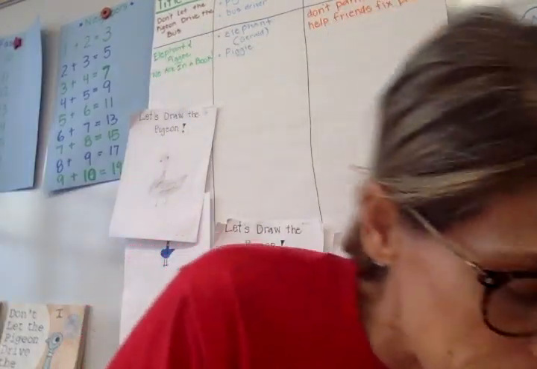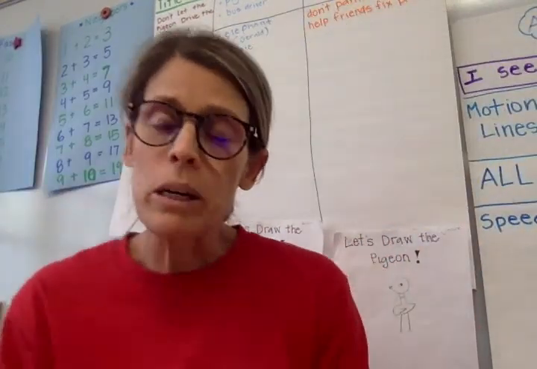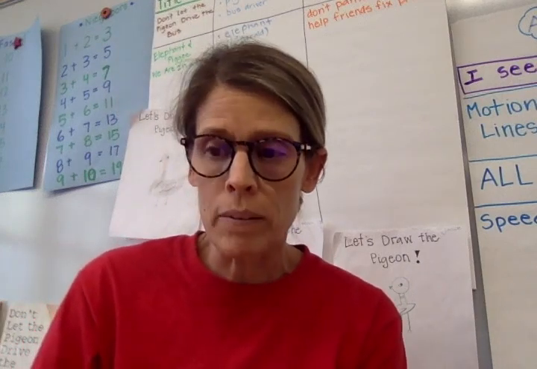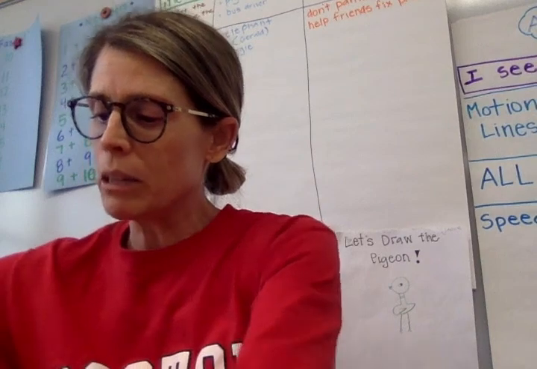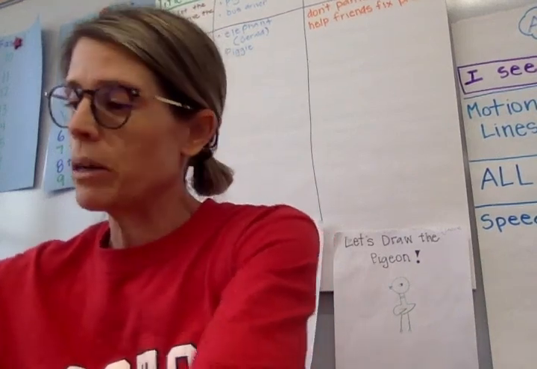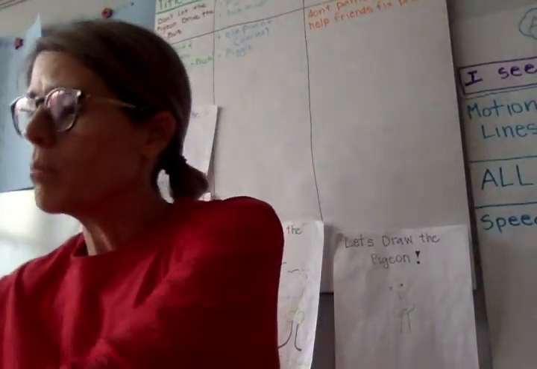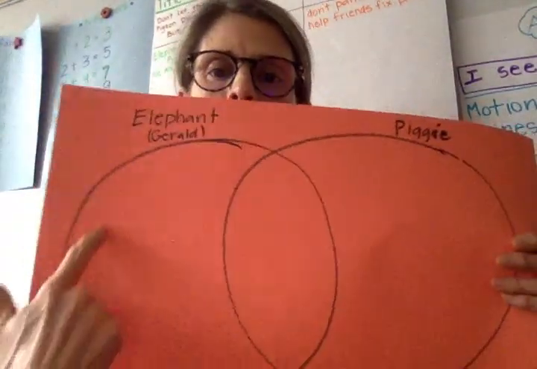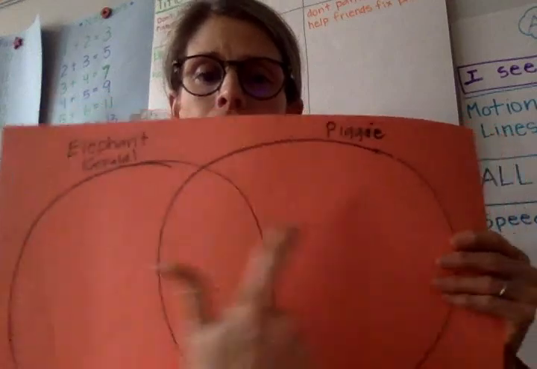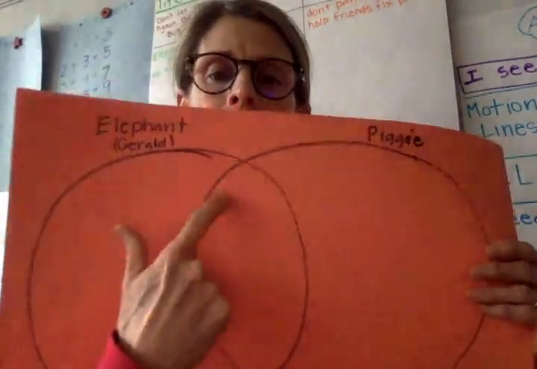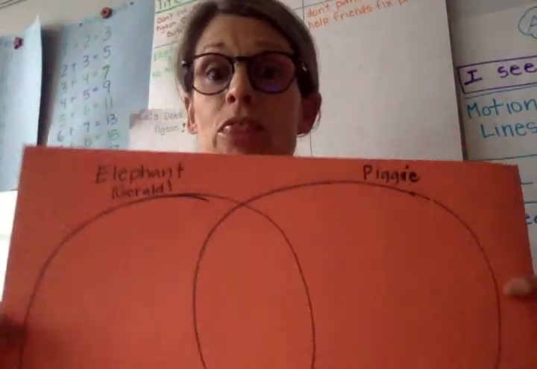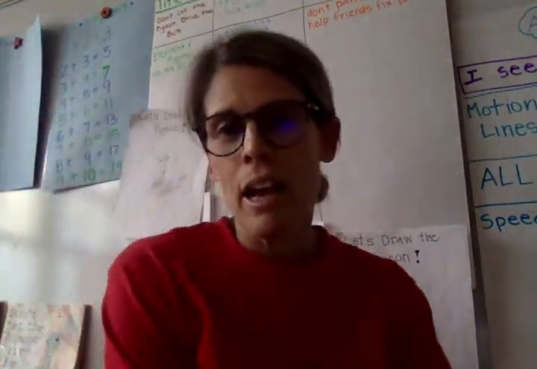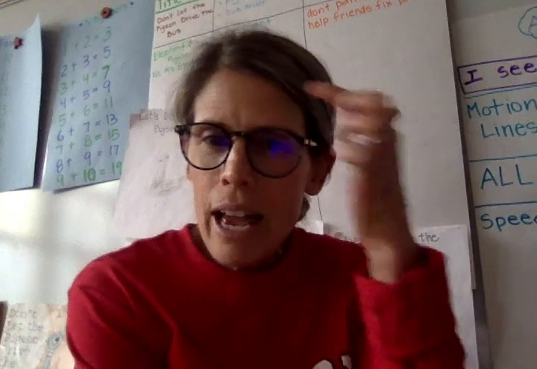All right, boys and girls. Next time when we meet, we are going to read another Piggie, Elephant and Piggie story, and we're going to do a little bit of work. We're going to be doing a diagram. I'm going to show it to you now. We're going to do all the things that Elephant is, all the things that Piggie is, and then all the things that they are together. We will work on that next week. I just wanted to put that in your head right now.